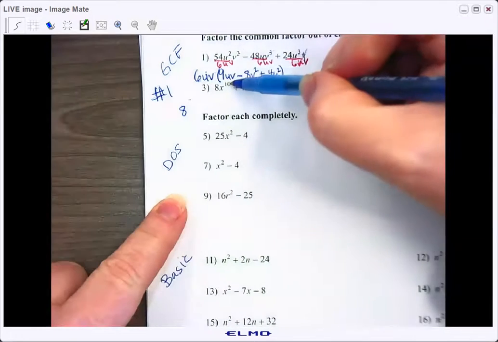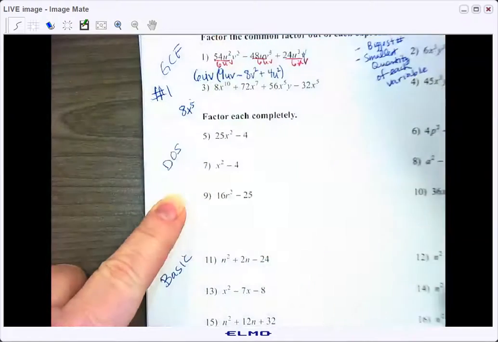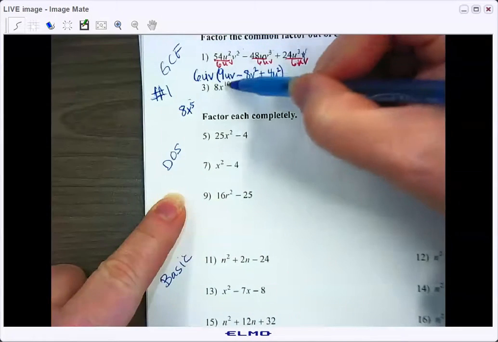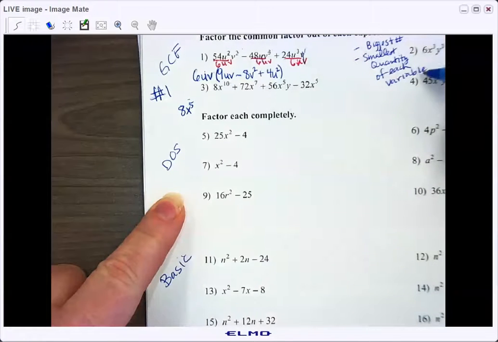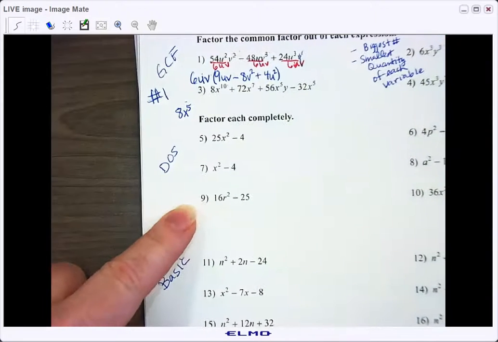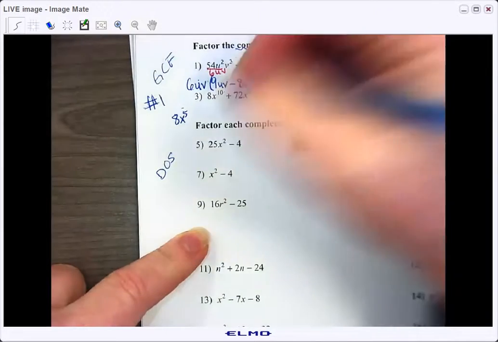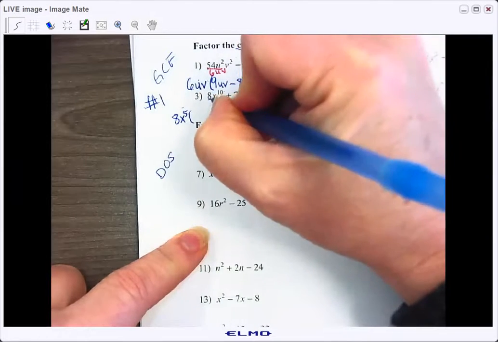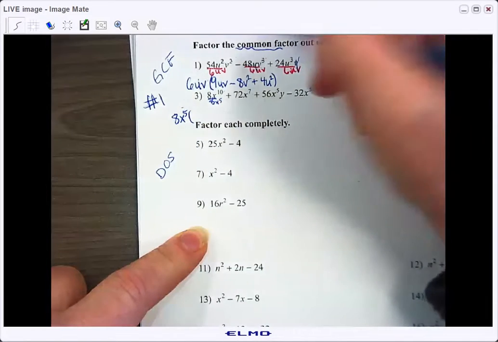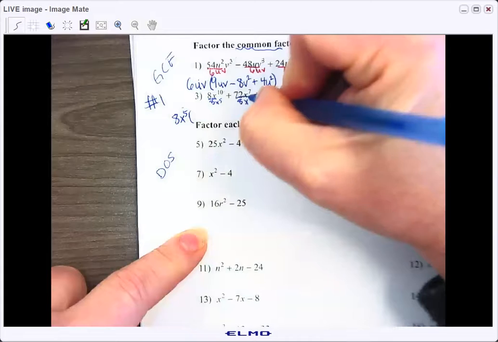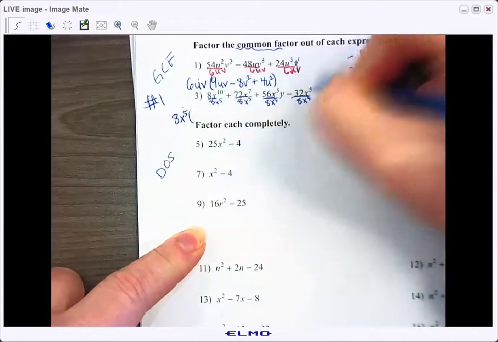Okay, so I have x to the 10, 7, 5, and 5. So I can take x to the 5. Y's, I've got none, none, 1, and none. And the smallest quantity is none. So I can't take out a y because it's not common to every term. Okay, common factor. So if I take this out, 8x to the 5, 8x to the 5, 8x to the 5, and 8x to the 5.